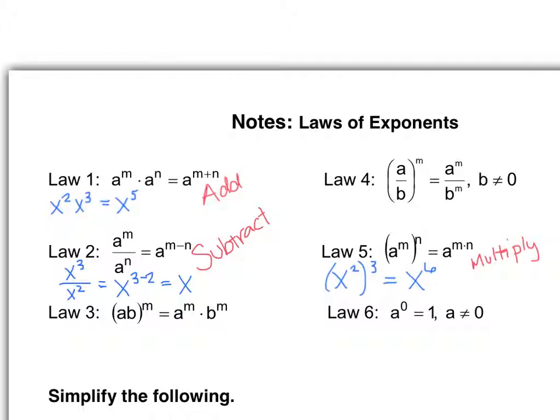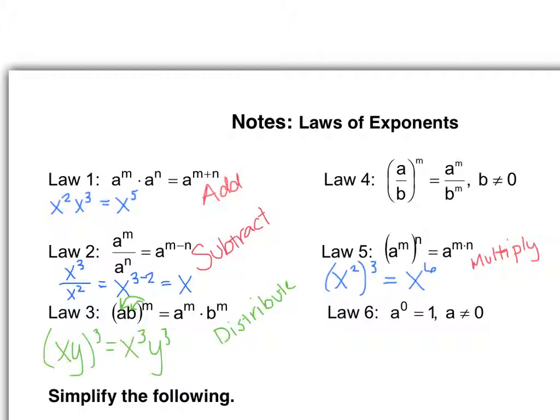All right, law 3 and 4 are very similar to each other, and their main concept is to distribute. So this m goes to each part of that multiplication. So a to the m and b to the m. Let's look at that. So say we have xy all cubed. That's the same thing as x cubed and y cubed.